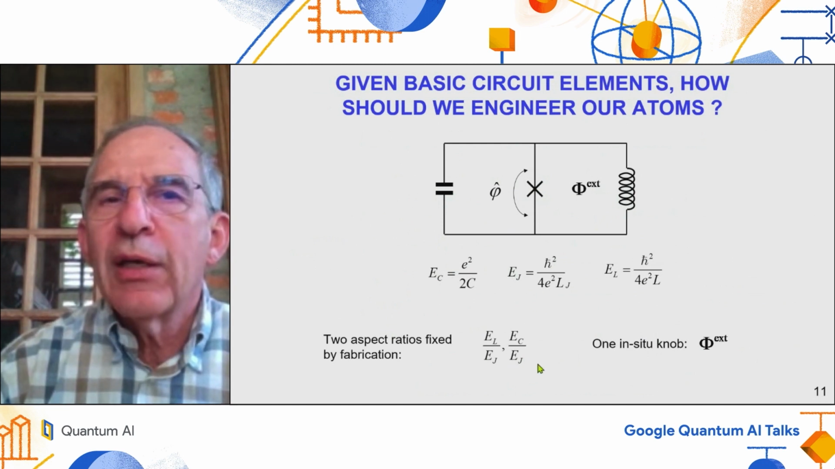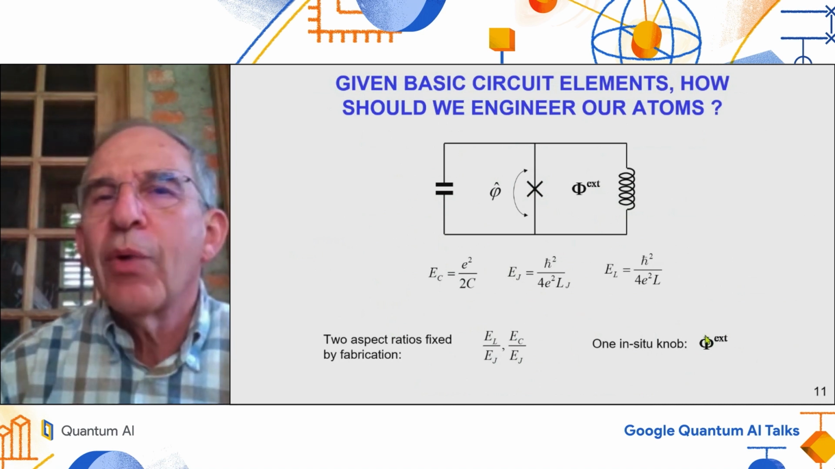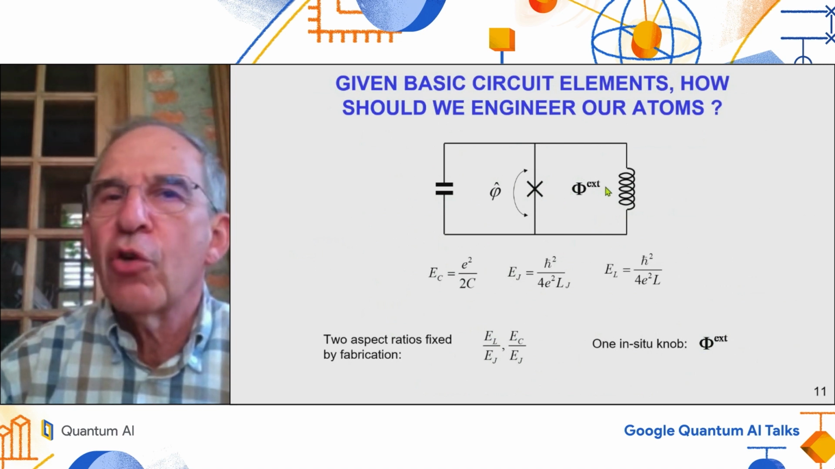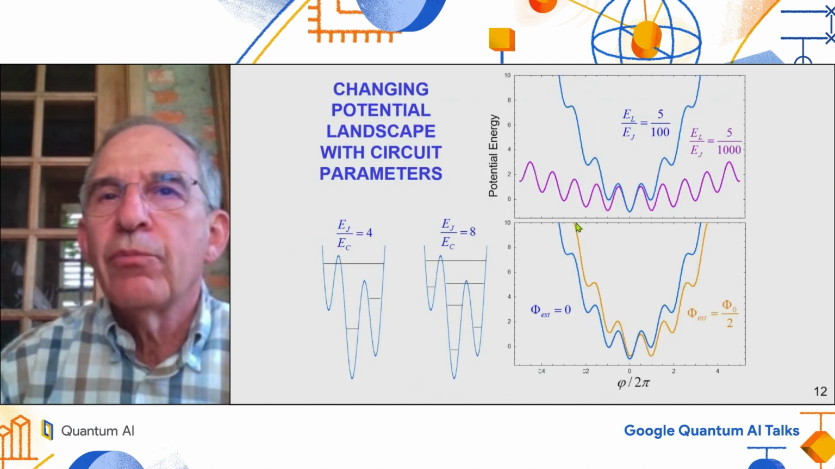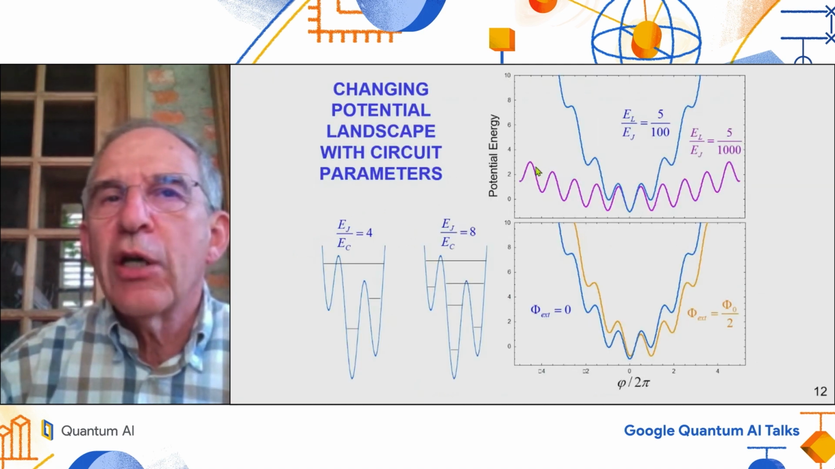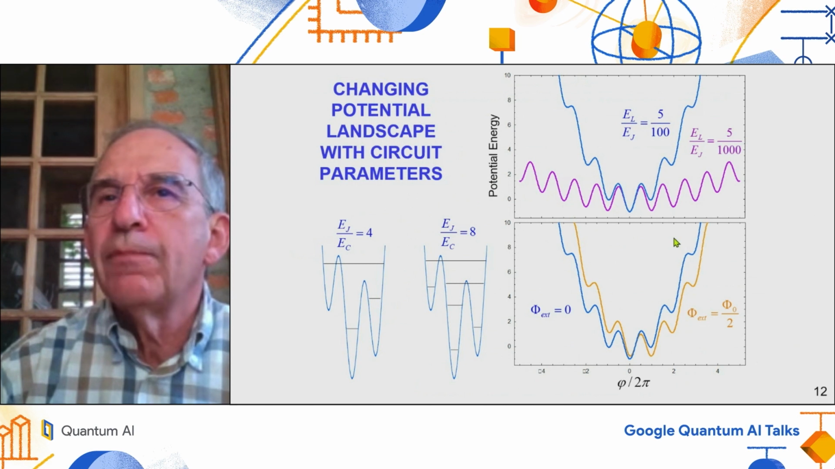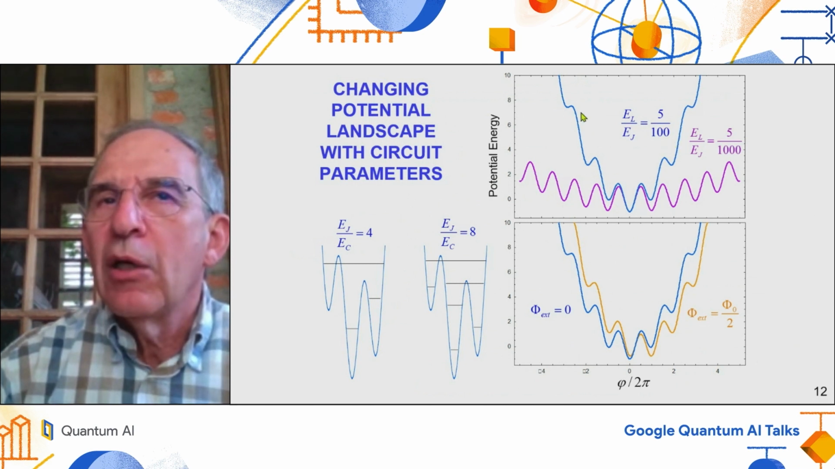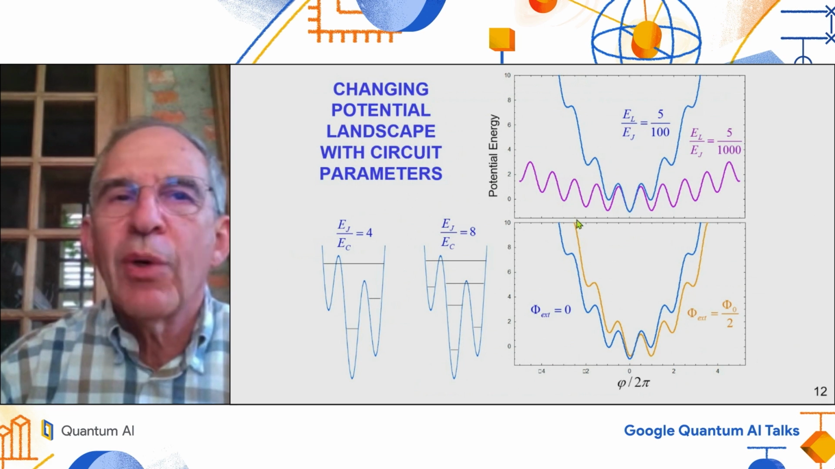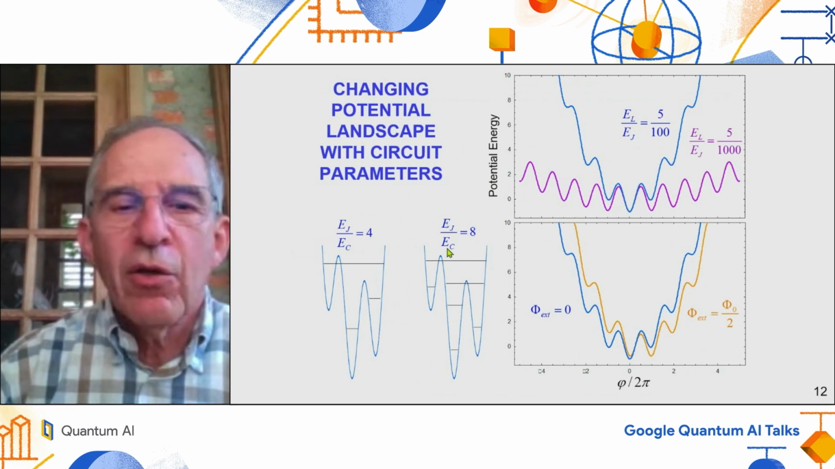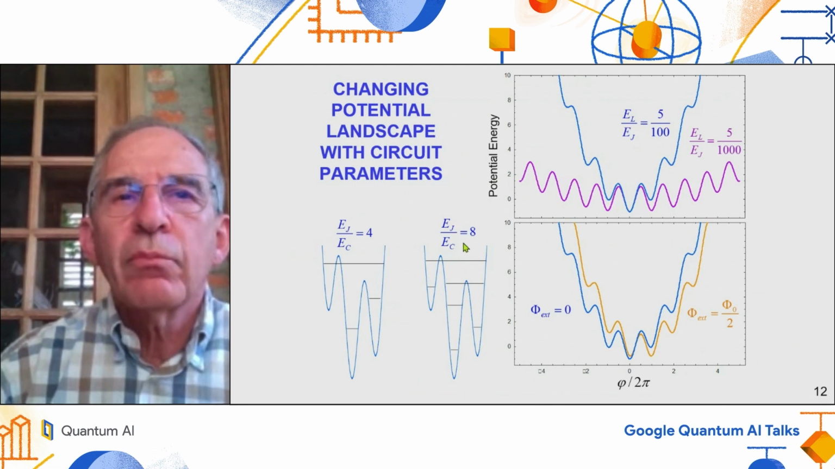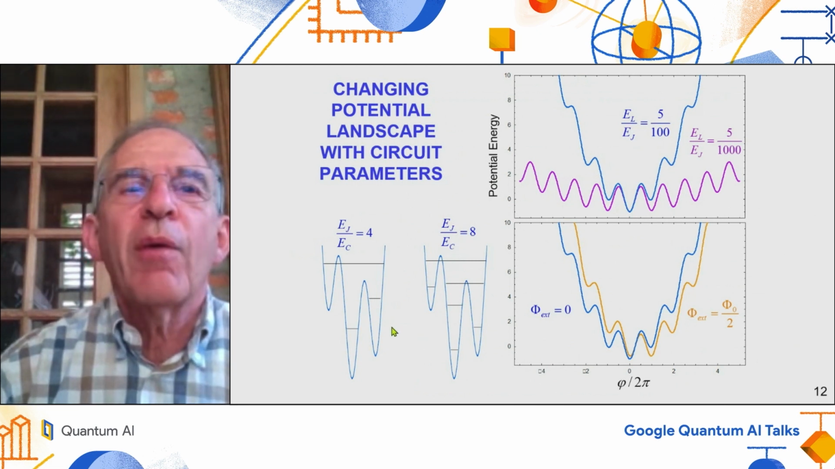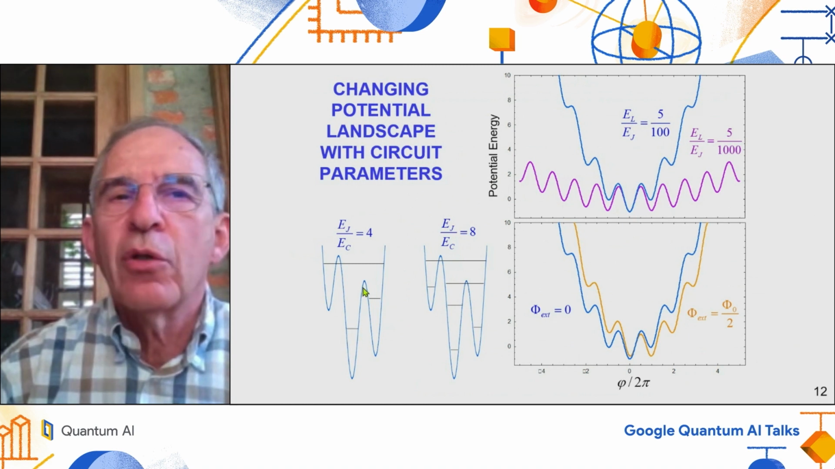When you fabricate this circuit, you're going to fix these two aspect ratios. And you also have this knob here, which is the flux through the loop formed by the tunnel junction and the inductance. By changing these parameters, you can change the shape of the potential, as you can see. By varying this ratio here, you can control the number of minima in the potential. But by varying the capacitance, you can also change the number of levels per well in this potential.